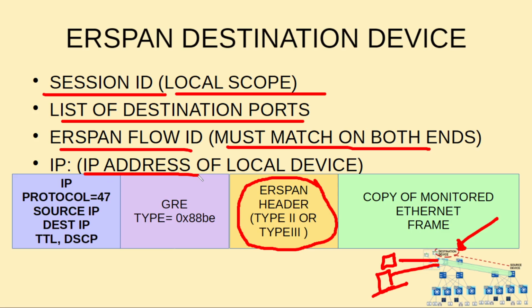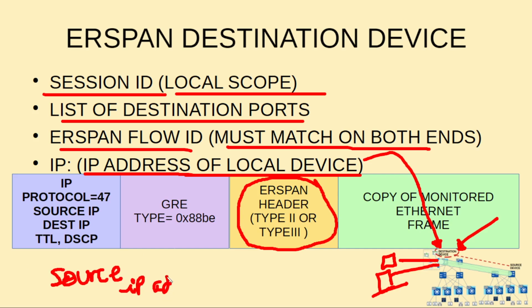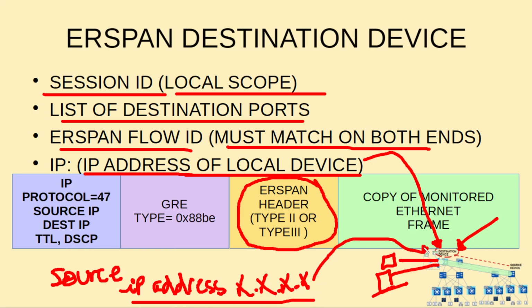This is a tricky configuration. This is actually the IP address of your local device. This IP lives within your destination device, even though when configuring we go into a source mode and then we establish an IP address. This is important. This IP address lives within your destination device. Remember that this IP address lives within your destination device, and this is the IP address that is used as a destination when you're configuring the source device.